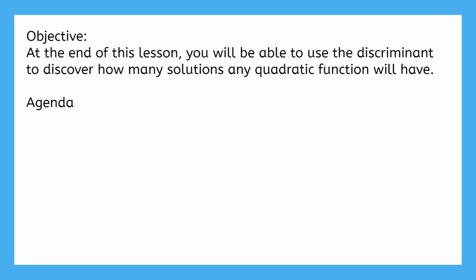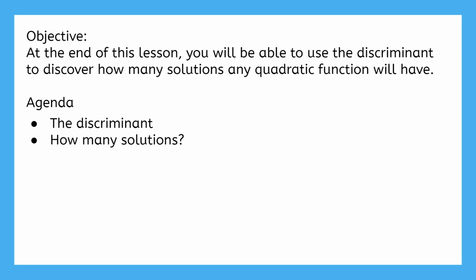By the end of this lesson, you will be able to use the discriminant to discover how many solutions a quadratic function will have. First, we'll learn what the discriminant is and how it tells you how many solutions there are. Then we'll work through two examples together. You'll have a chance to try an example yourself.